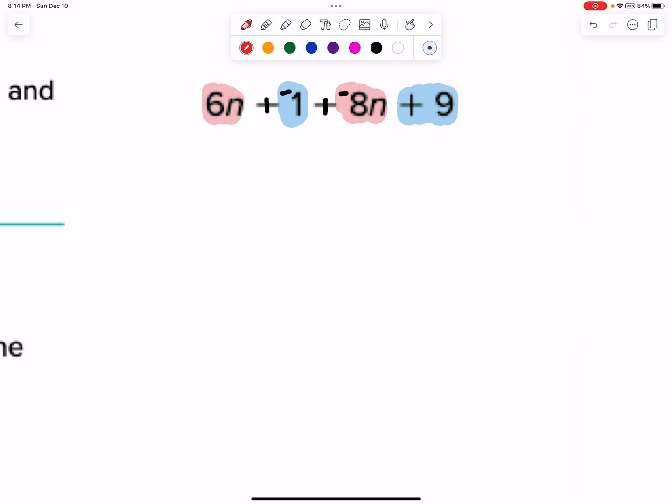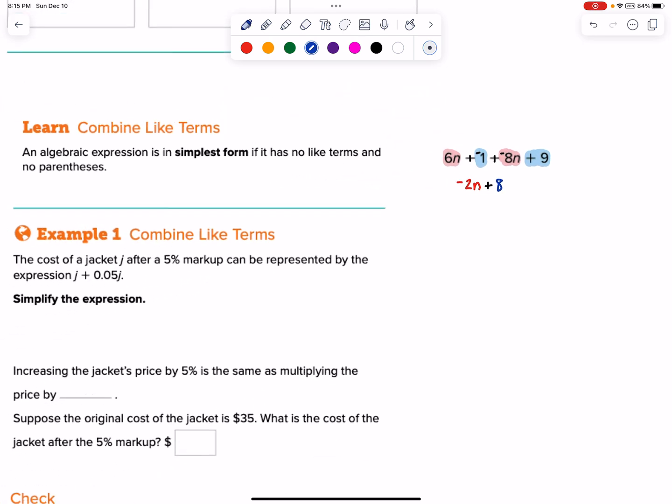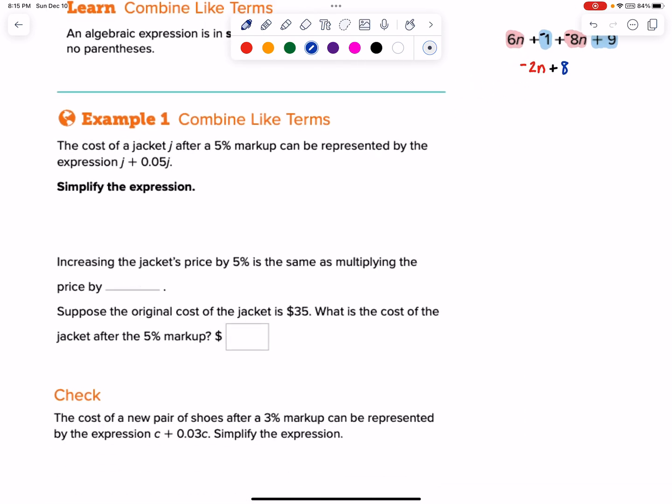Now I can go ahead and write them down. So I have a 6n and a negative 8n. So you still have to sing your song. Different sign, subtract. Keep the sign of the bigger number. Then you'll be exact. So I have a negative 2n when I combine those two. And then I have a plus. And then I have a negative 1 and a positive 9. So we have 8. Okay. And this is my final simplified expression. Okay, so let's go ahead and take a look at example 1 now.